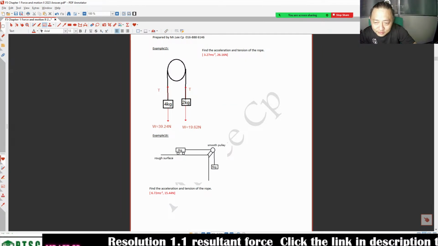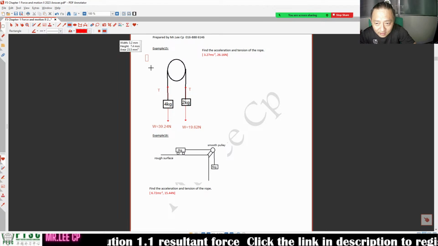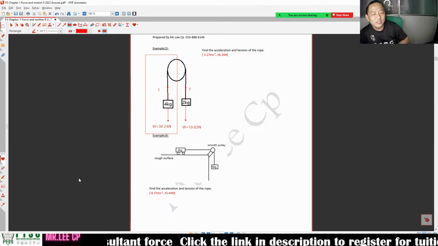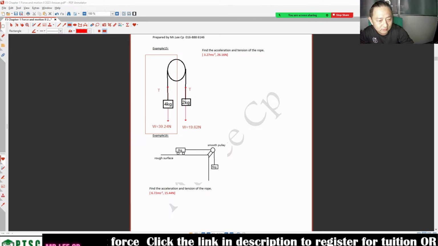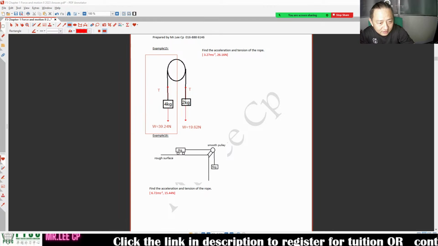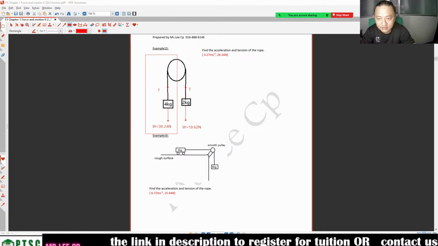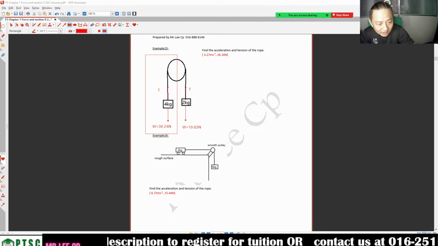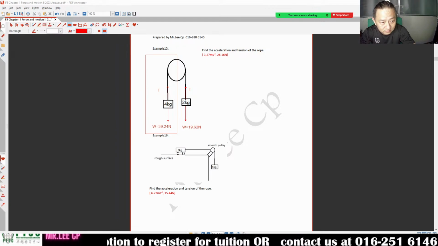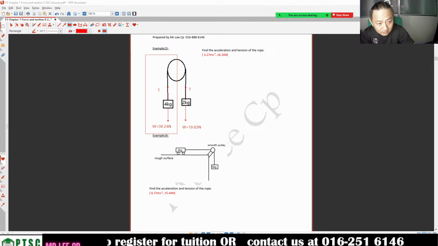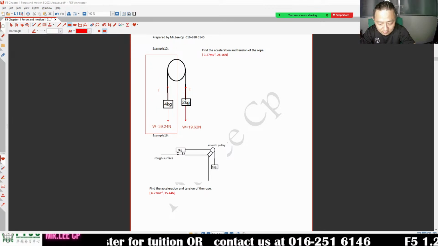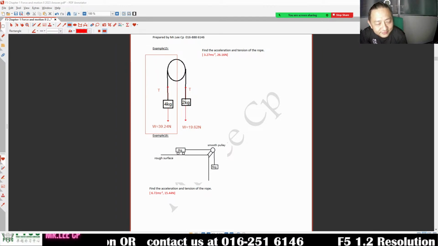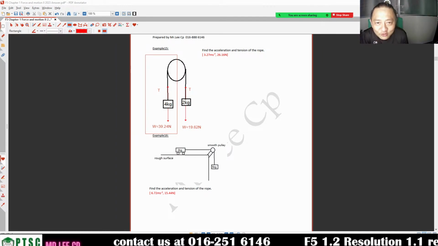Now I'm curious about this one, the right hand side and the left hand side. Is it going up or going down? What do you think? Up or down? The 4 kg object on the left hand side, is it moving up or down?